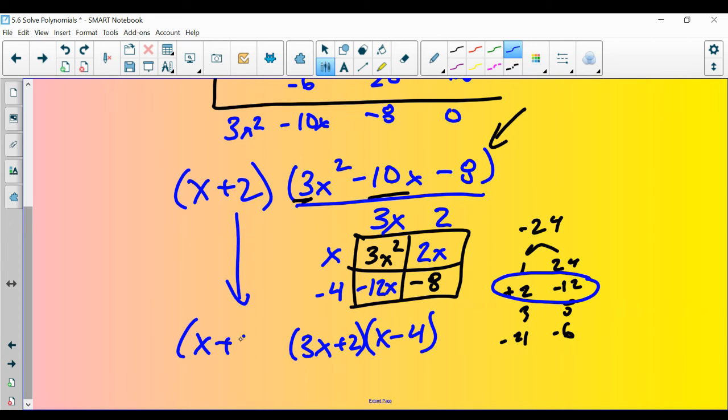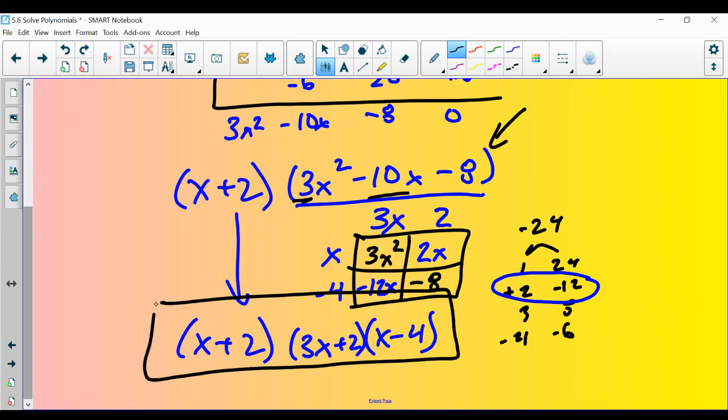This is also a factor. So our completely factored polynomial would be right there. Also keep in mind, if you were asked to solve this, you could. -2 would be a solution, -2/3 would be a solution, and 4 would be a solution. You just set each of these equal to 0 and solve them.